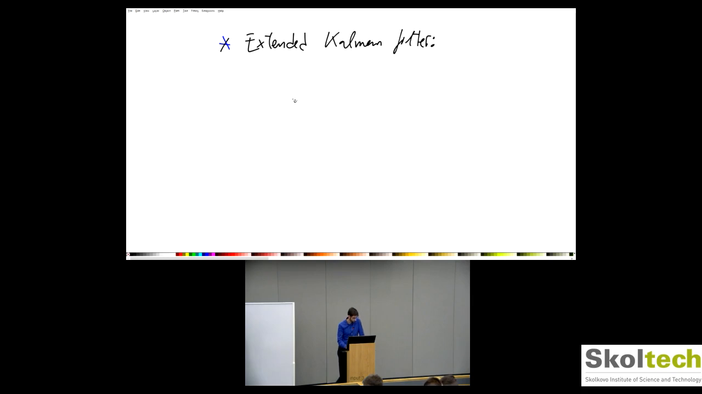Right? So we have the same inputs as before. We need a prior, in this case a mean and a covariance. We need an action, and then we need an observation, right? So if we want to apply a nonlinear function to the Kalman filter now, this is how it will look.